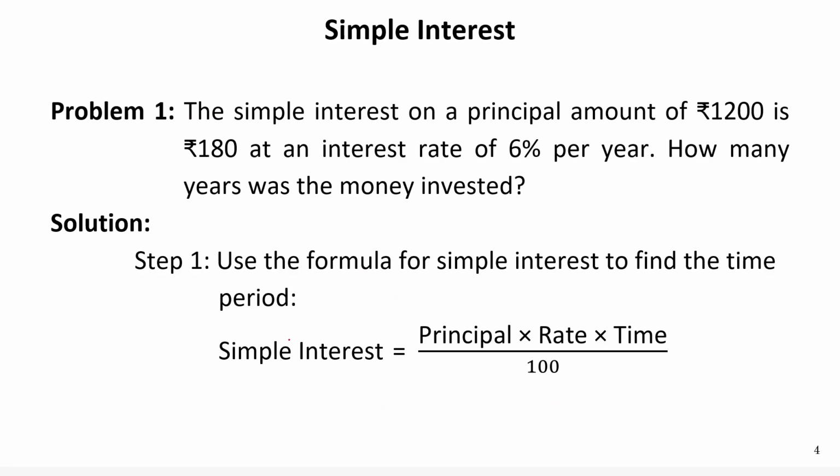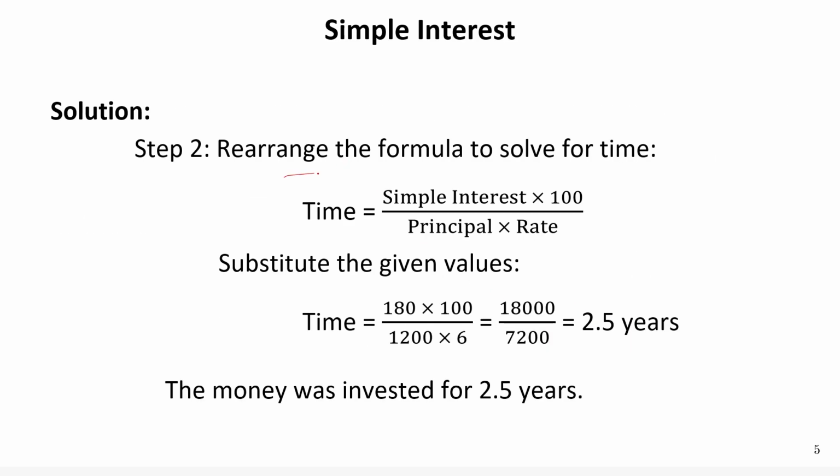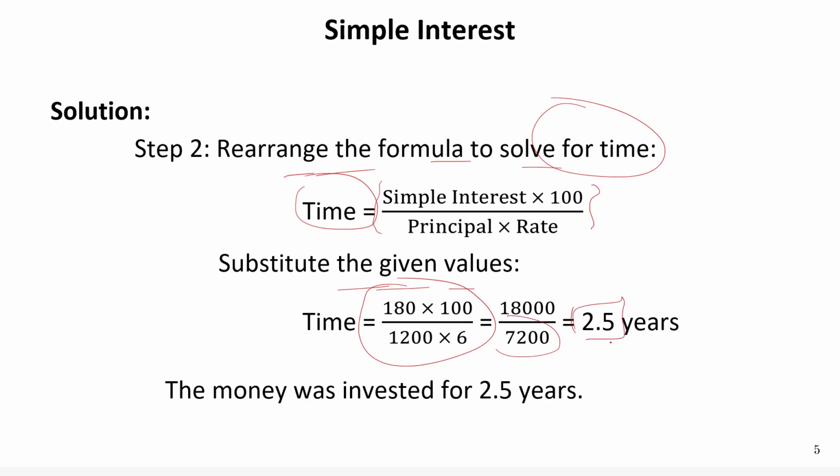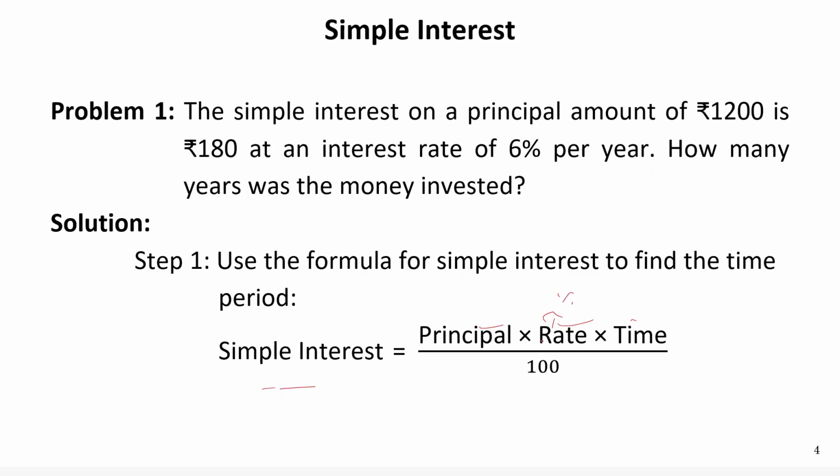So let's see the step-by-step solution. Using the formula, simple interest is equal to principal into rate into time, that is PRT by 100 when the rate is given in percentage terms. Rearranging the formula to solve for the time, letting the time go to the left hand side and all the other known terms on the right hand side. Substituting the given values, we are left with 18,000 by 7200, which is equal to 2.5 years. Okay, so the money was invested for 2.5 years. So T is equal to 2.5 in this case. So if the simple interest on a principal amount of 1200 is 180 at an interest rate of 6% per year, then it was invested for 2.5 years.